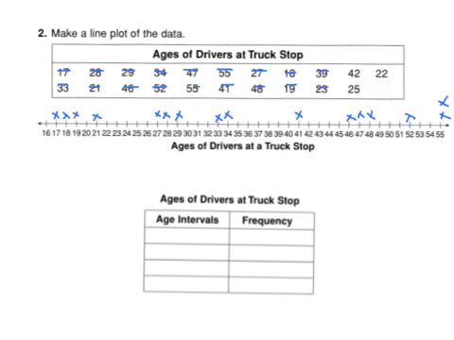39, 23, 42, 25, and 22. There we go. There's my line plot. So we can tell that actually all the ages of the truck drivers, the only one that was repetitive was 55.